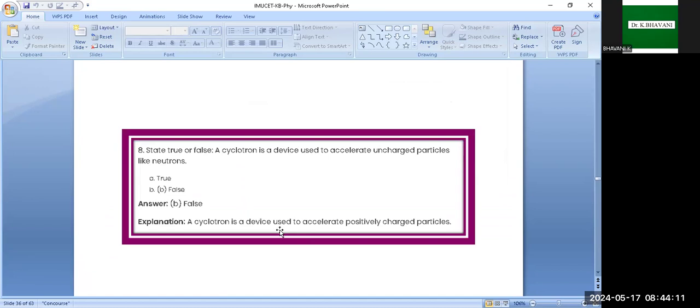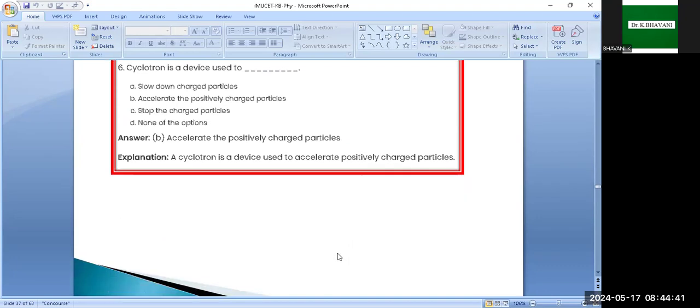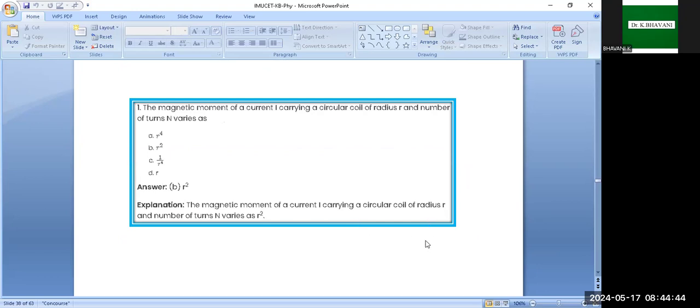And next question, guys, state true or false: the cyclotron is a device which accelerates uncharged particles. It is false, because the cyclotron is a device which is used to accelerate only positively charged particles. Why are we using the cyclotron? Because we are using it to accelerate positively charged particles. It is a device for this application only. Next, the magnetic moment of a current I carrying circular coil of radius R with N turns is N I times pi R squared.